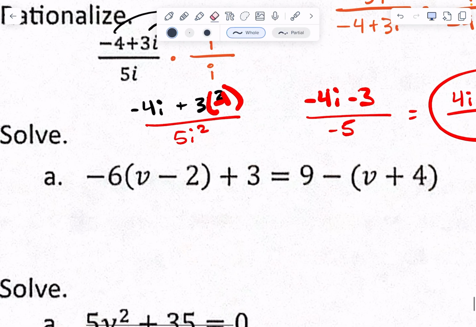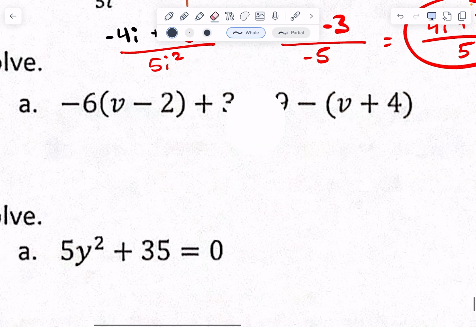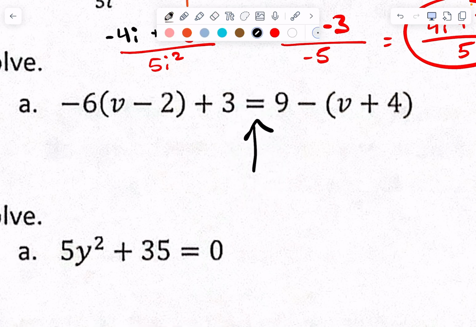Good, very good. Okay, this one, here's my equal sign. We're solving for v. For what? We're solving for the variable. Yep. Distribute the negative 6 first.